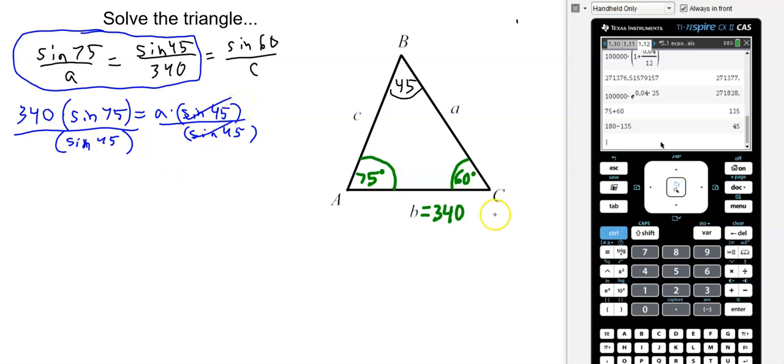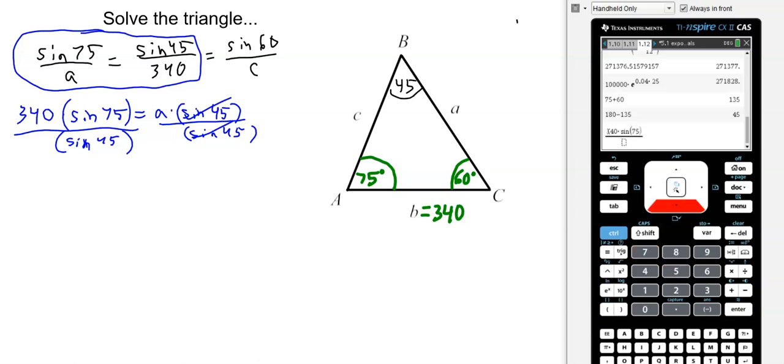And so then you want to go to your calculator, do your control divide fraction template there. I see in the corner of my screen it's degree mode, which is definitely what I want. If not, you want to click that. It'll change the mode for you. 340 times sine of 75 over sine of 45. I'm going to put a decimal point because that will give me a decimal answer, which is really what I want here. And in this chapter, I want you to get in the habit of going out 4 decimal places.